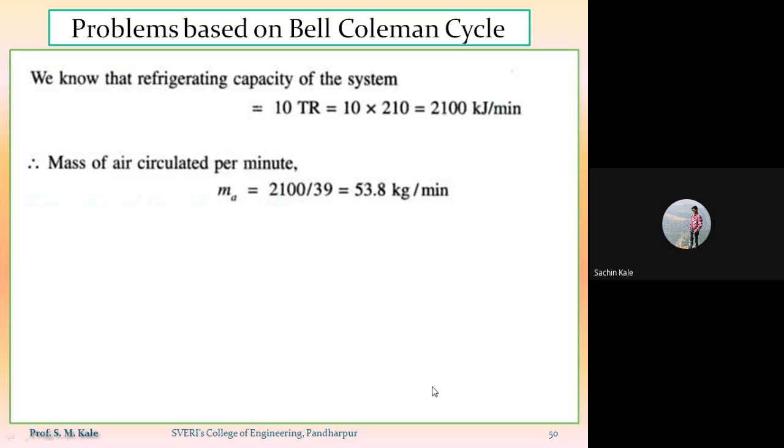How many of you understood the problem? If you understood the problem, write yes in the chat box. If you haven't understood the problem, write problem not understood. The remaining students, write in the chat box. What about the remaining students?